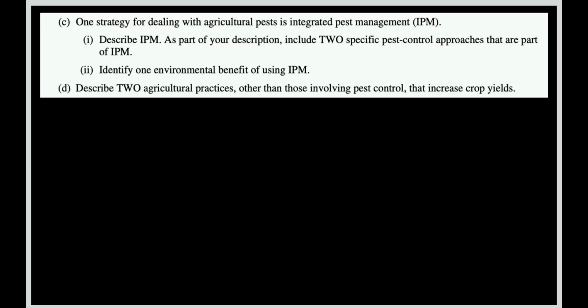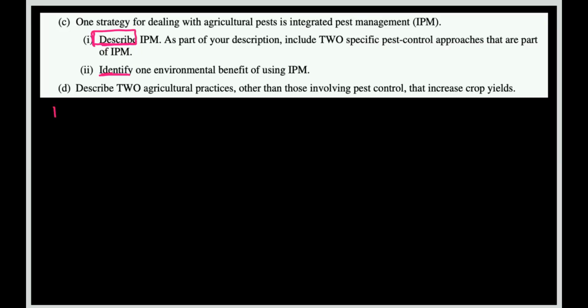And then the last part says, one strategy for dealing with agricultural pests is integrated pest management. So let's describe IPM. Okay, so they have describe here and they have identify. Describe means we're going to actually talk about it. We're not just going to give an answer and that's it. We're going to describe why. So it says describe IPM, and as part of your description include 2 specific pest control approaches that are part of IPM.